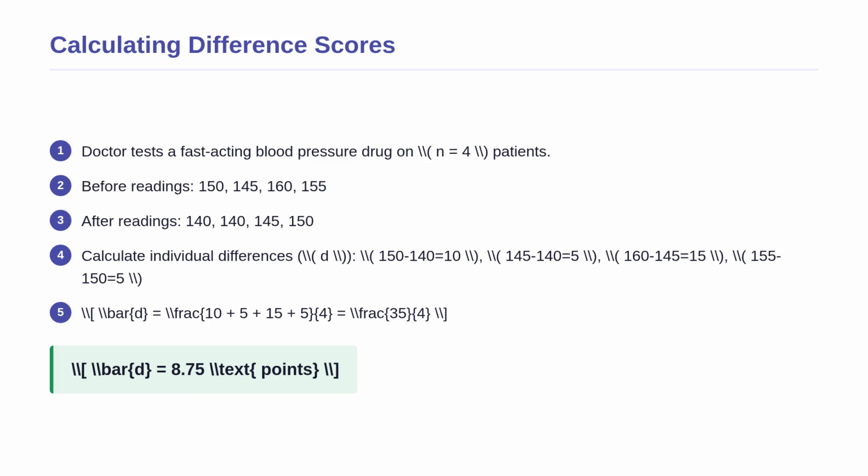The blood pressure dropped by 10, 5, 15, and 5 points, respectively. We have transformed 2 sets of data into a single set of 4 different scores. Adding these up and dividing by 4 gives us a mean difference, d bar, of 8.75 points.